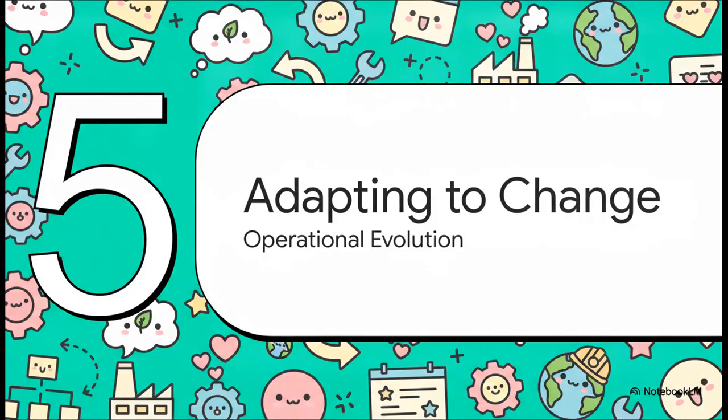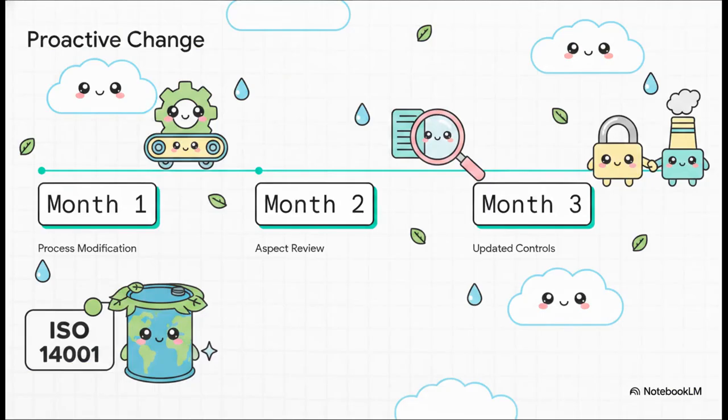And finally, Section 5, adapting to operational change. Let's look at what happens when your business inevitably evolves. Because, as we all know, change is pretty much the only constant. Change management has got to be proactive. Notice how process modification in month 1 must immediately trigger an environmental aspect review in month 2.